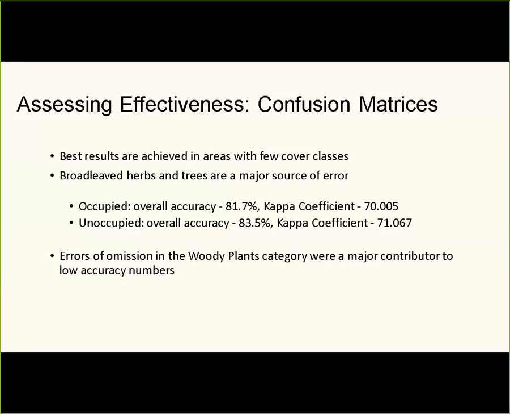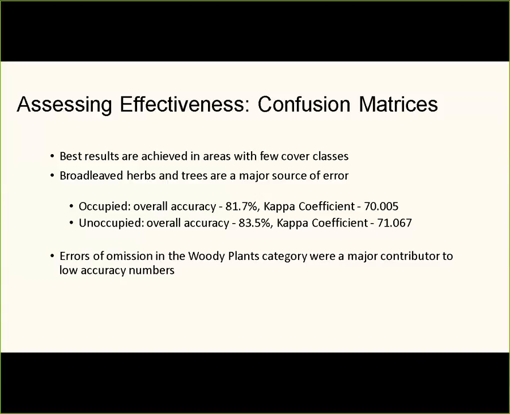So our overall accuracy in this first round of supervised classification was 81.7% around occupied boxes and 83.5% for unoccupied boxes. So roughly 4 times out of 5 it guessed the right cover class for a given pixel. It's not bad, still needs some refinement. There's post-processing that we can do to improve these odds. You can go back and correct the computer and tell it to try again.